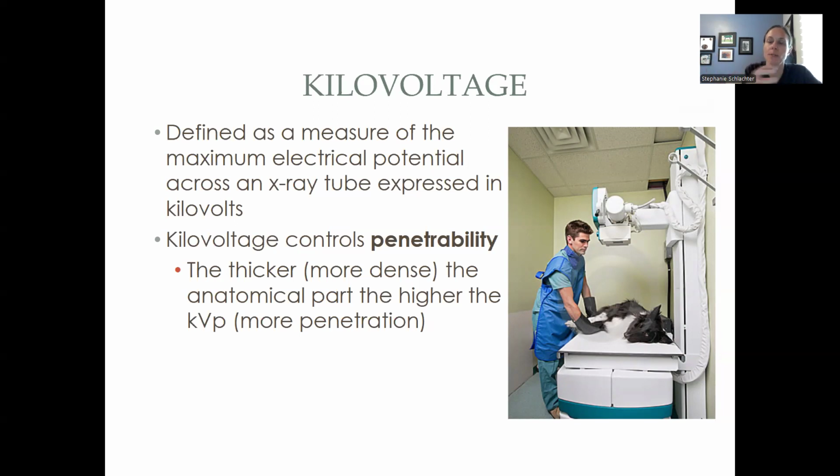So with a higher electrical potential, they're stronger, they're able to penetrate through your patient more easily. So if we have a thicker or more dense part of the body, we need more KVP, because we need to be able to penetrate through that. If we don't get enough X-rays through, then our image is going to be too light, right? Because there's not enough exposure onto that cassette. So thicker, more dense things, we need a higher KVP to make our way through.